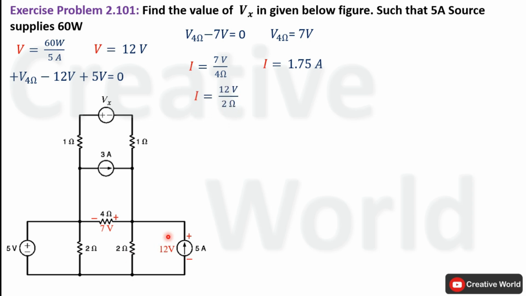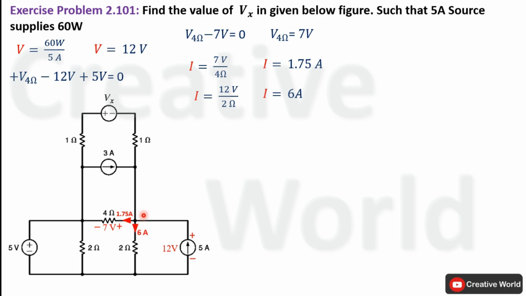Current through this resistance will be equal to 12 volt divided by 2 ohm. It will become 6 ampere. Direction of current through this 4 ohm resistance will be right to left, because in order to make this terminal positive, current should enter from this terminal. Similar case will be with this resistance. Current direction will be downward because in order to make this terminal positive, current should enter from this terminal and leave from this terminal. Modify the circuit diagram by indicating current through these branches with their directions.